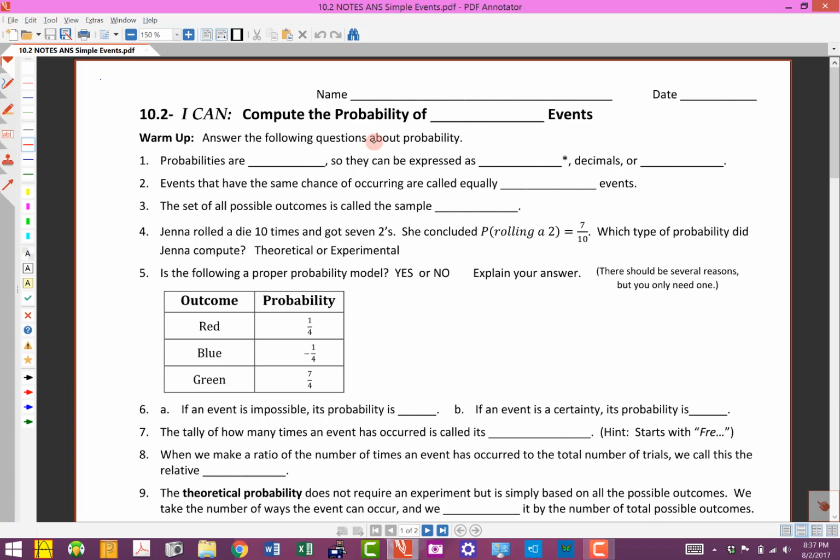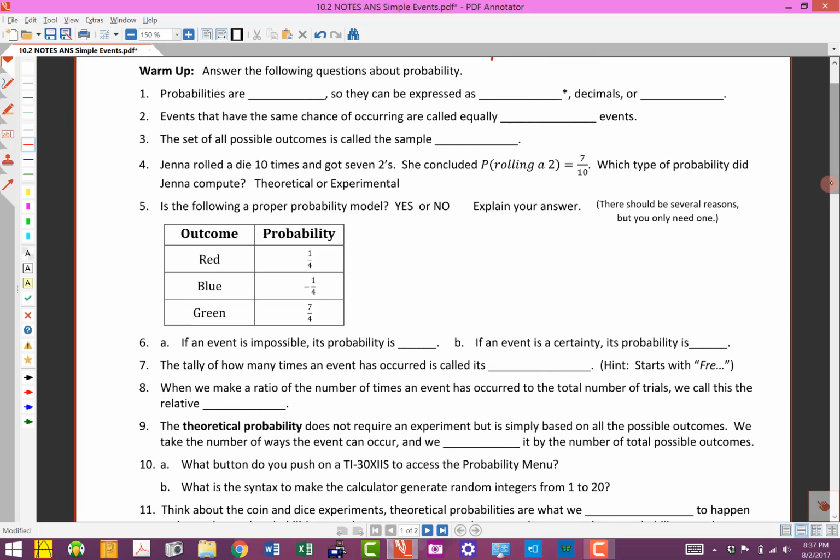Okay, the warm-up for this section is actually a quiz about the topics and the ideas that we covered yesterday about the basics of probability. So here's the I can statement: I can compute the probability of something called a simple event. We'll get into that in a few minutes, but let's do this warm-up. So let's run through this little quiz.